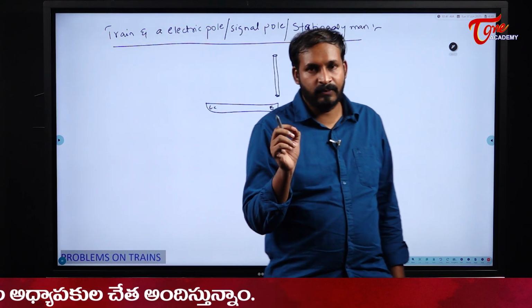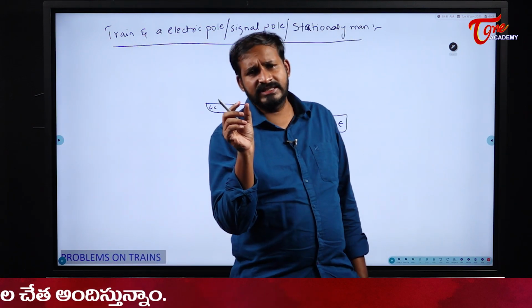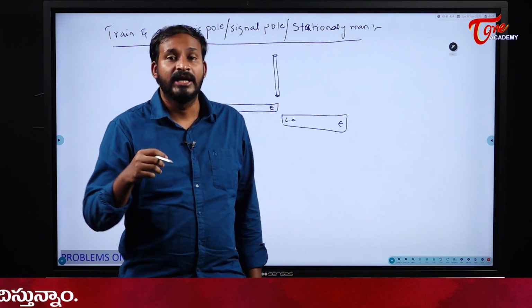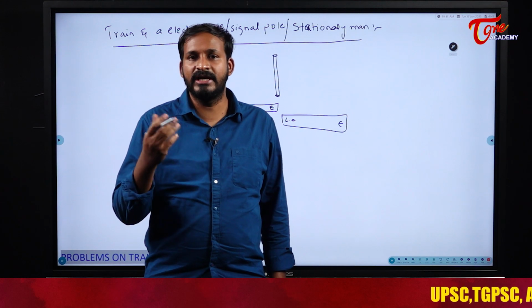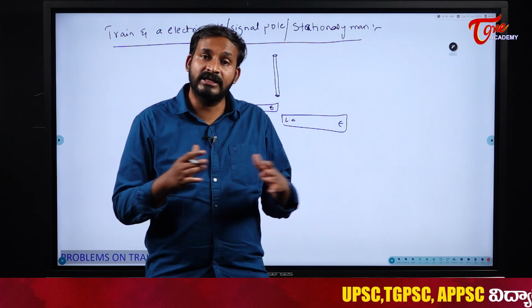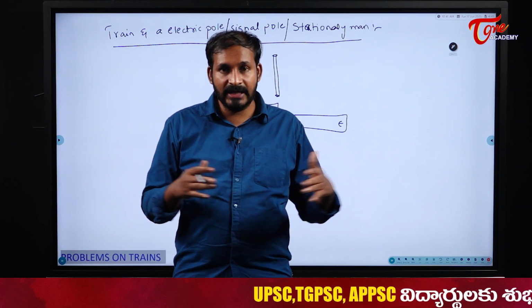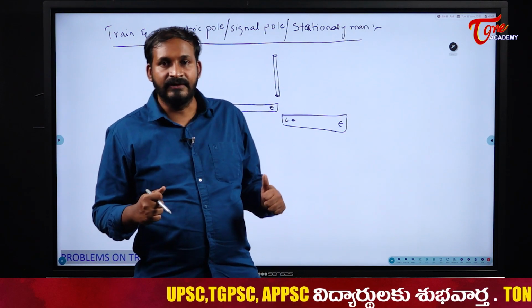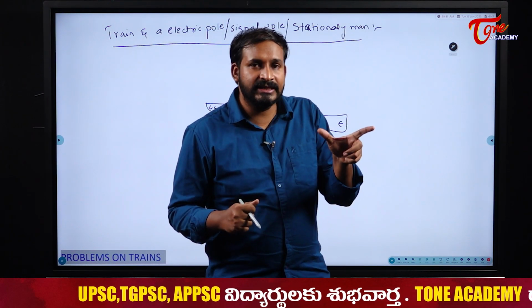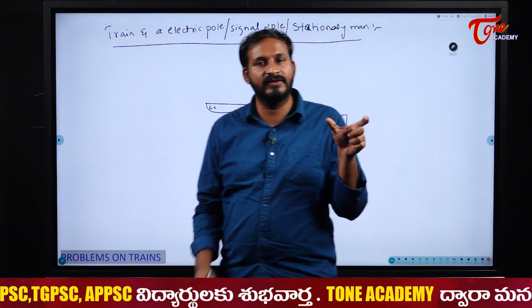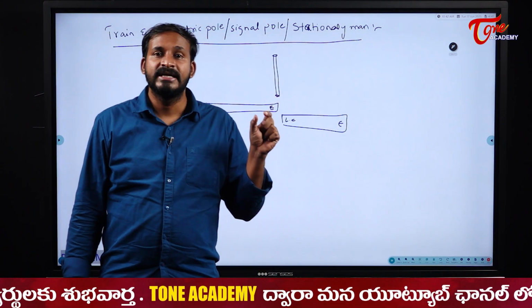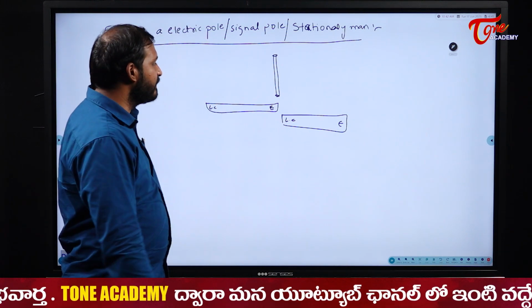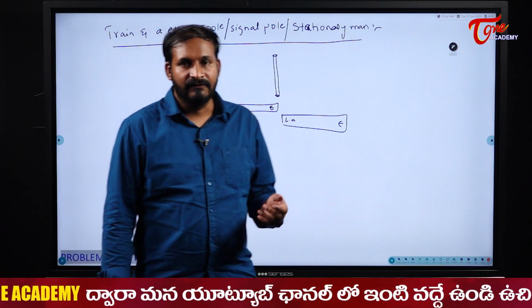The width of this pole will be in some centimeters, or in the worst case 100 or 200 centimeters. Usually it will not be more than that, right? But the length of the train will be in some meters. So when we compare the length of the train with the width of the pole, it is negligible. It is negligible.